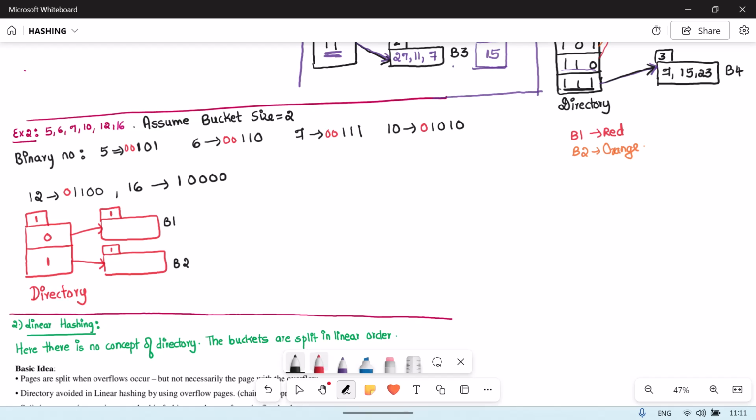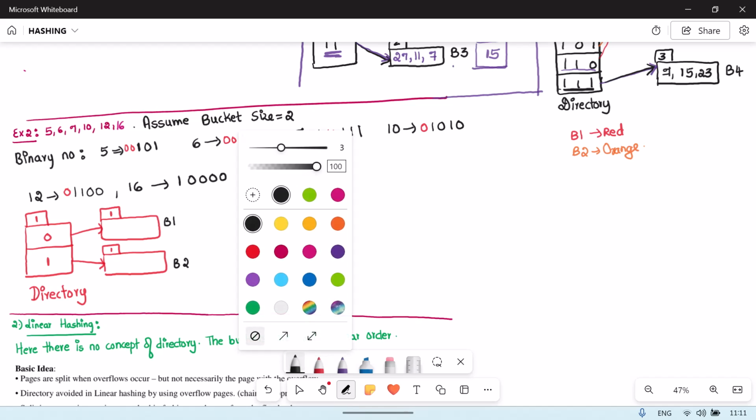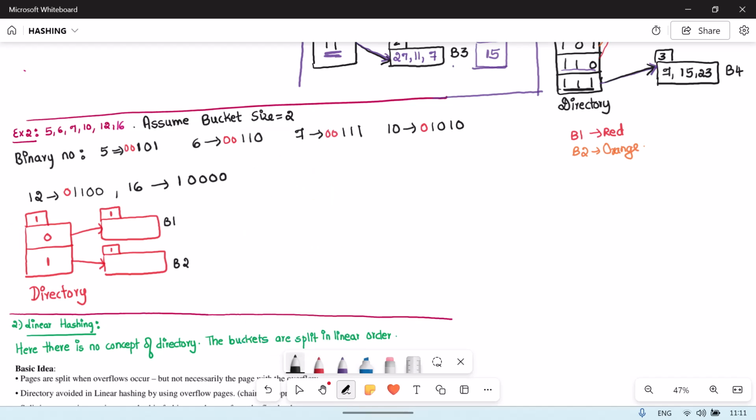Okay, next, take 1 digit each from the binary number and look at which address of the directory it corresponds to, and whichever bucket it is pointing to, you go and place the value over there. So 5's least significant bit is 1. So 1 is over here. It is pointing to B1. Sorry, it is pointing to B2. So you will have to place 5 over here. Okay.